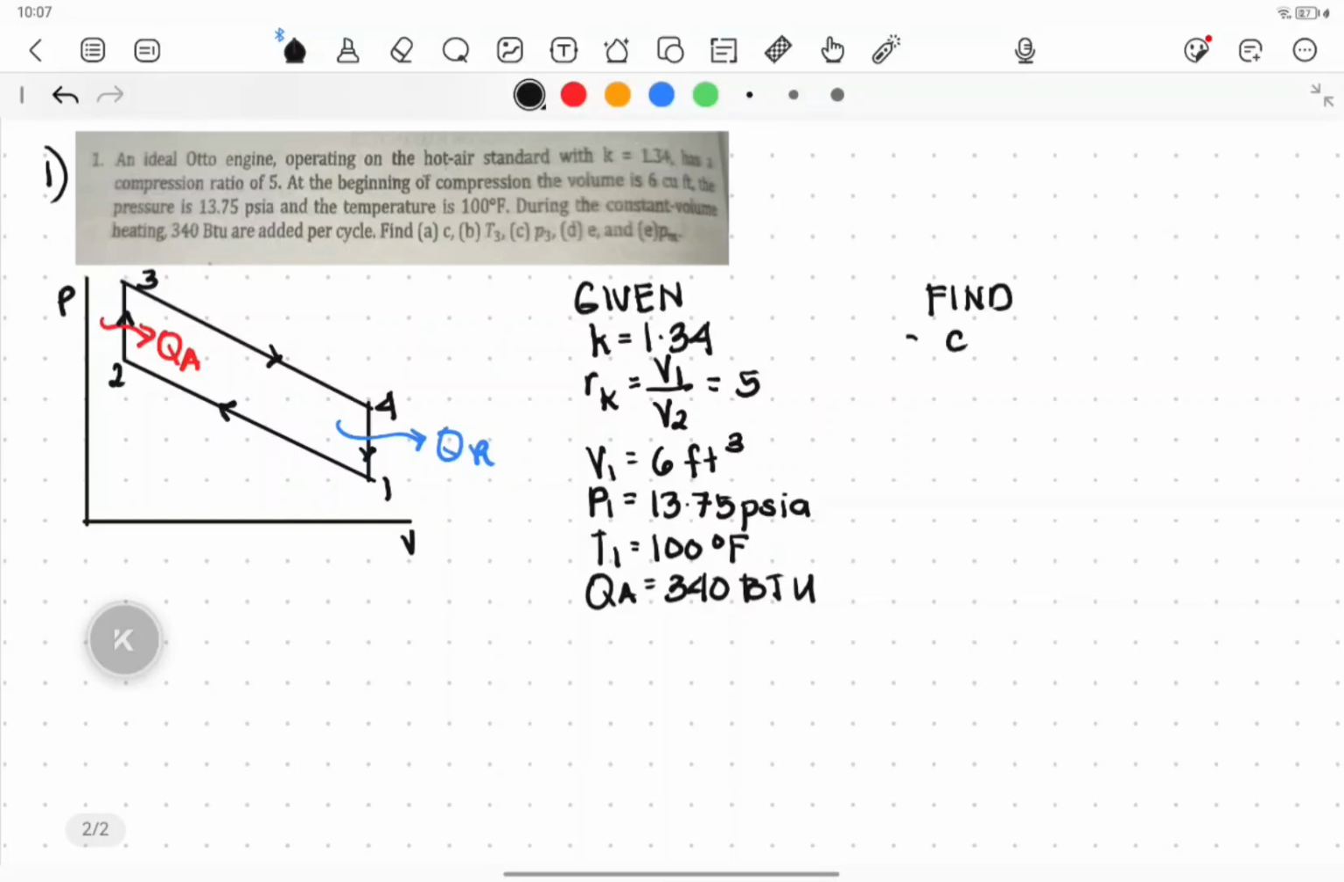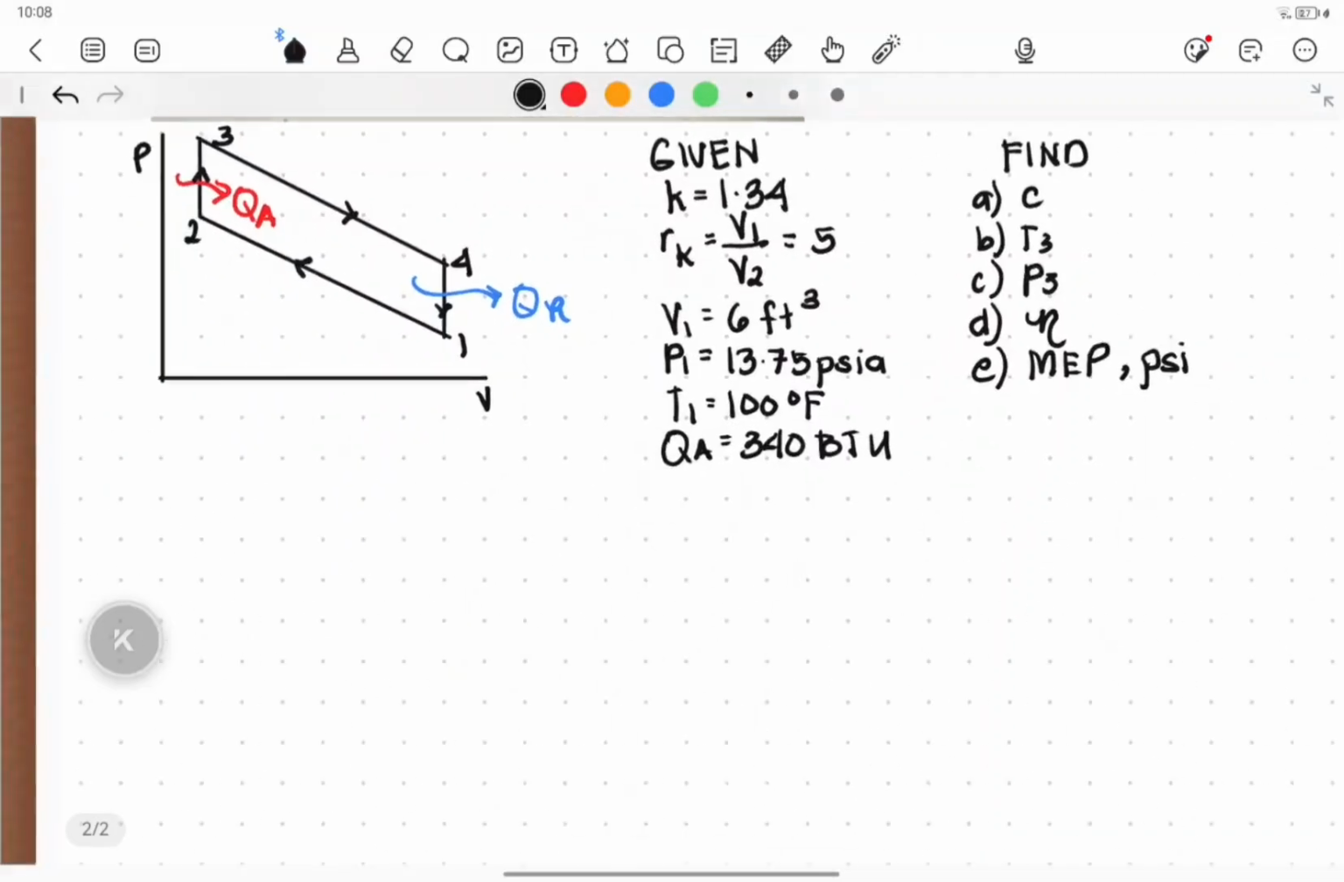And then we have to find the C, T3, P3, the efficiency, and the mean effective pressure. And we have to assume that this is in PSI, since initially the given pressure is in PSI.